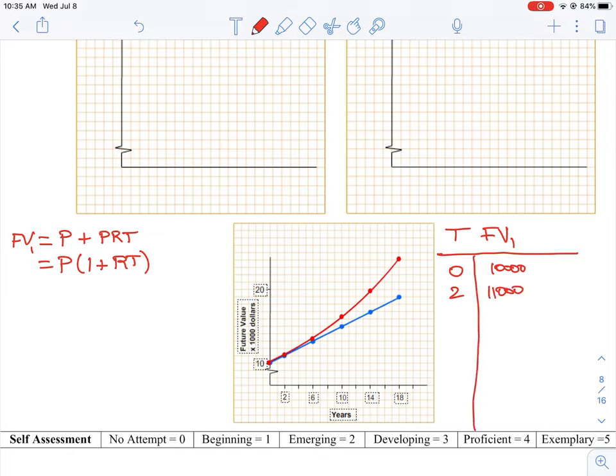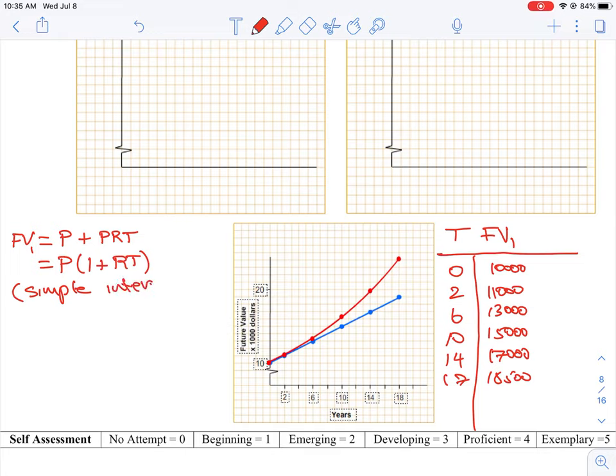Remember our interest rate is held at 5%. At 6 years, we have 13,000. At 10 years, we have 15,000. At 14 years, we have 17,000. And at 17 years, we'll have 18,500. So those are the values that you should get when we're just considering simple interest. It's going to be a linear plot because we don't have any exponential values there.